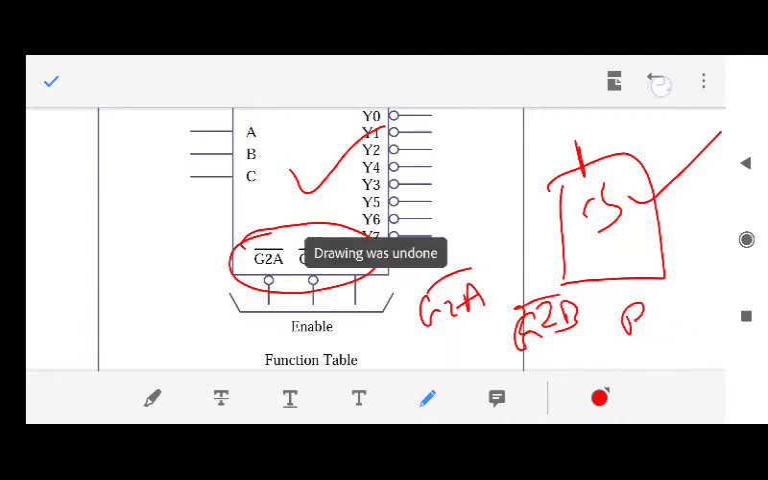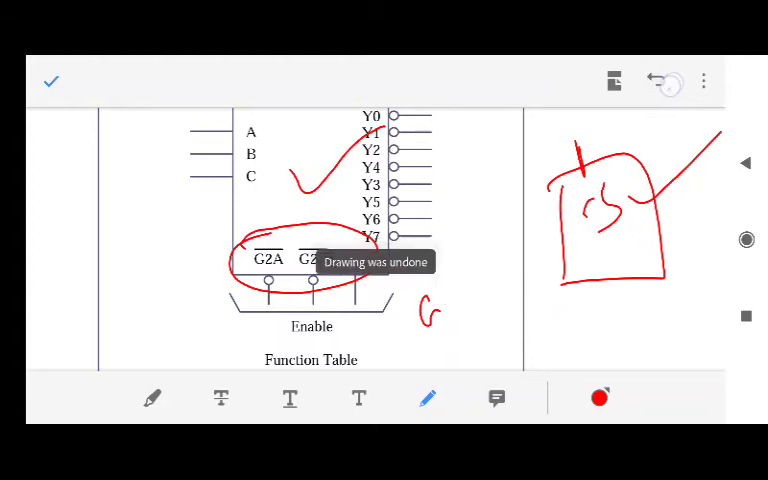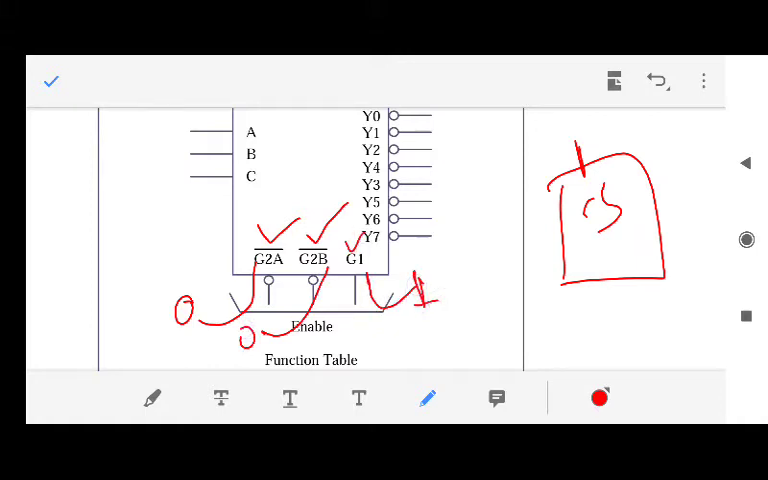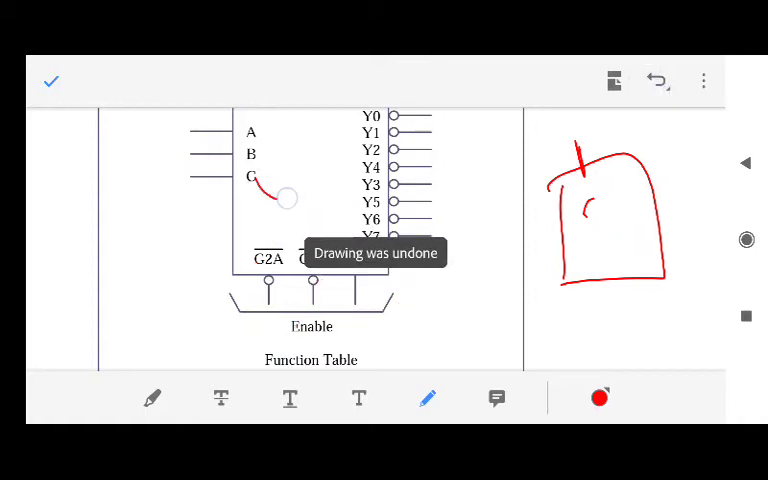To enable these, you can see one of these pins is active low. Active low means it needs a 0 to operate or to enable. This G2B is also active low, this also needs a 0. G1 is active high, so it needs a 1. That means this decoder will operate only when the enable signal is 0 0 1.